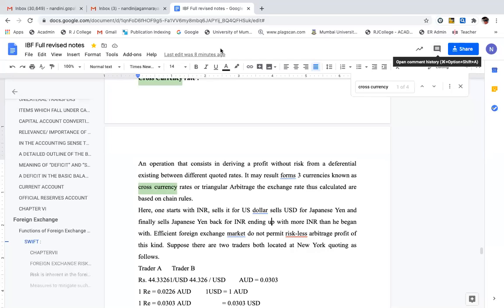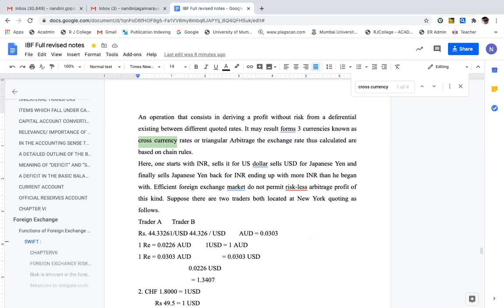We will talk about cross-currency rates today, right? What is cross-currency rate? Cross-currency rate talks about conversion from one currency to another to find out the value of one currency in terms of the third currency. Actually, three currencies are involved here, wherein you are trying to derive a profit without risk. As I said, risk-free profit. So when I convert from, say for example, US dollar to rupee, INR, and then sell it for Japanese yen, then I will actually get a profit.